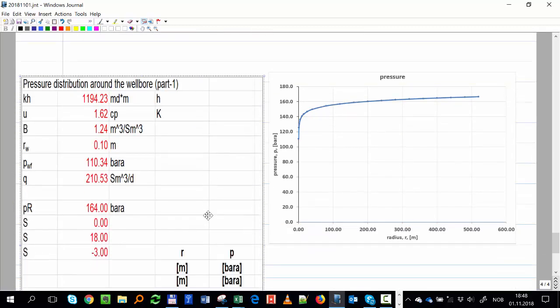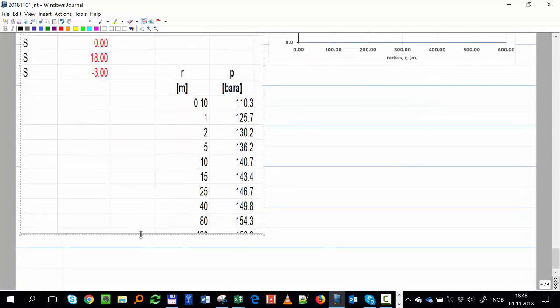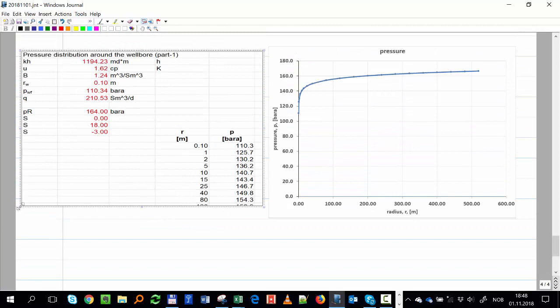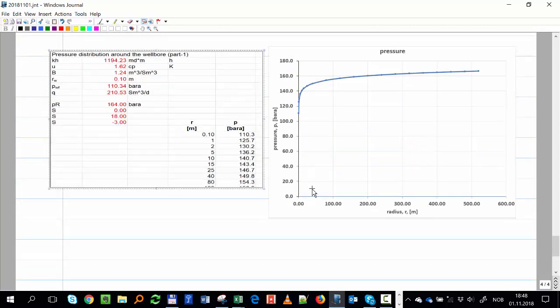Okay, so what do you see, what happens when we are very close to the well? How is the pressure changing when you are very close to the well? Within the next, let's say, 20 meters, it's changing very dramatically, right? You have a very sharp increase of pressure. But then as you go farther and farther away, it's just stabilizing, it's getting very, very flat.